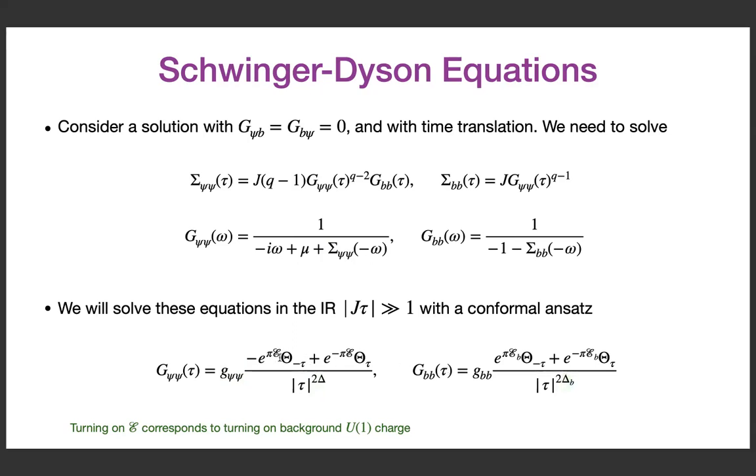And this theta illustrates the fact that when you turn on a chemical potential, the 2-point function for positive times doesn't have to be the same as the one for negative times. So that is quantified by this parameter E, that is a spectral asymmetry. It's called the spectral asymmetry. And as I said, this corresponds to turning on a background U1 charge. I will show the relation between the two in a bit. And similarly, you can turn on a spectral asymmetry for the boson. That will also be related to turning on the U1 charge.